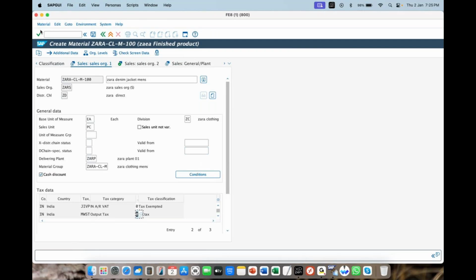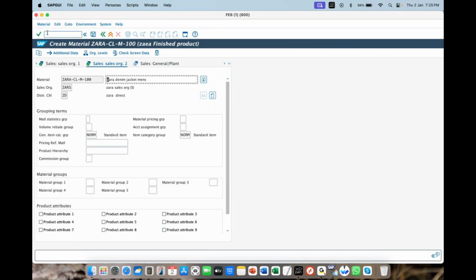So after giving the conversion, then move on. It comes to the sales 2 view. Now here, general item category group we have, right? Now this is not to be changeable. Always it should be norm only.